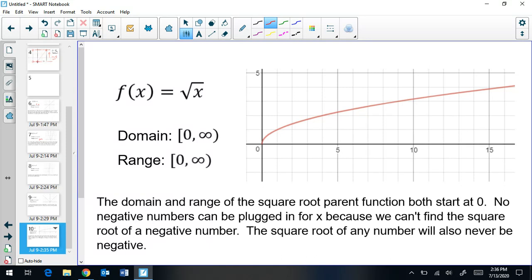So this one actually has a domain and range of 0 to infinity. But be careful, because if you're going to write this a different way, domain is x values. So we would write that x is greater than or equal to 0 and range is y values. So those are your 5 parent functions and a brief explanation of their domains and ranges.